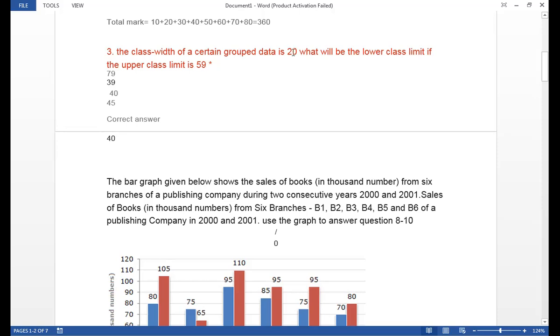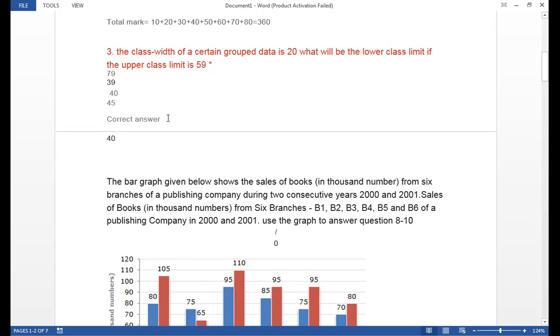And in that case, your class width is no more 20. But if you start counting from 40, you have 40, you have 41, you have 42, 43, 44, to 59. If you count everything, you realize you have 20. So the lower class limit here would be 40. And if you construct the class boundary for them, you realize that the class boundary will be 39.5 and 59.5. If you subtract it, you'll get 20 also.